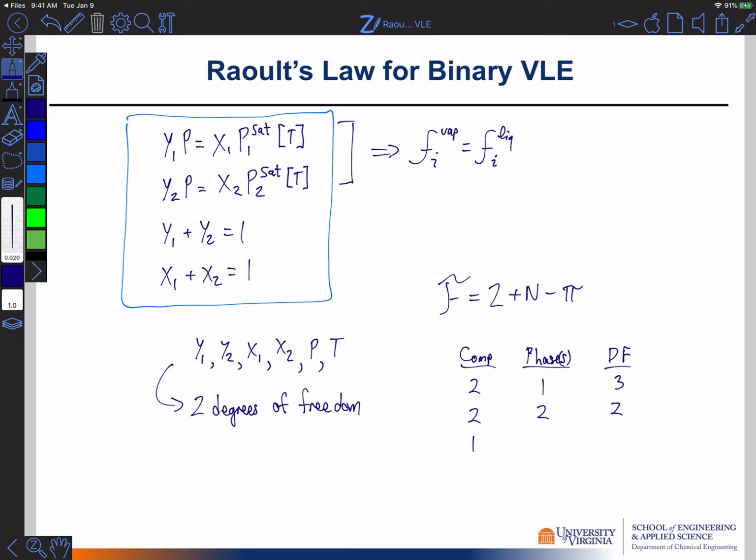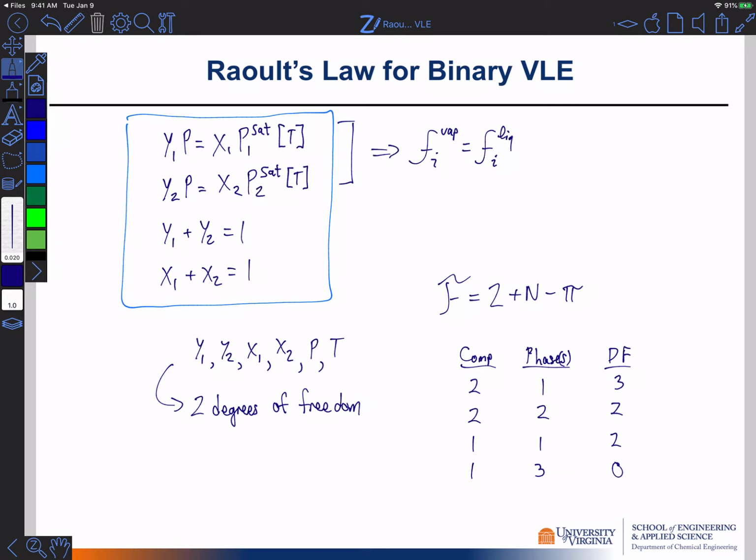I'll point out too, we can do this for other systems. If we have 1 component and 1 phase, we need 2 degrees of freedom, right? Temperature and pressure of a pure component fully defines the system. Or, if we think about something like the triple point, for example, we have a situation where we have no degrees of freedom. There's only a single point where that occurs, and if we have 3 phases in equilibrium for a single component, then that only occurs at 1 point.